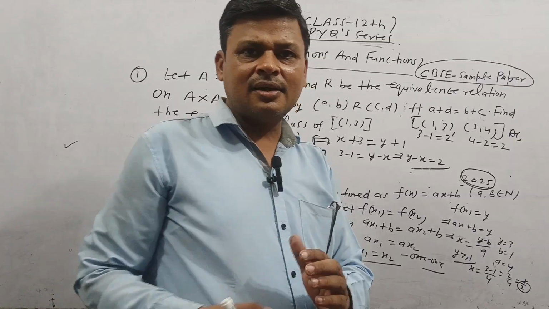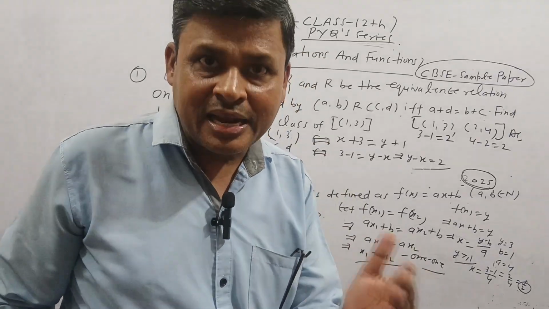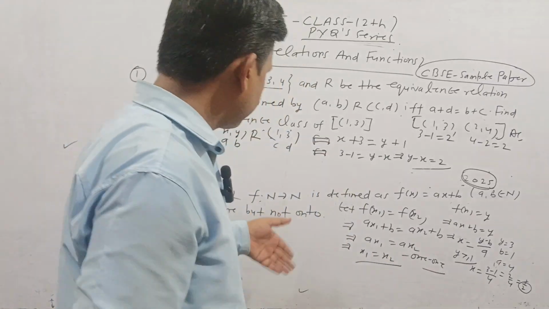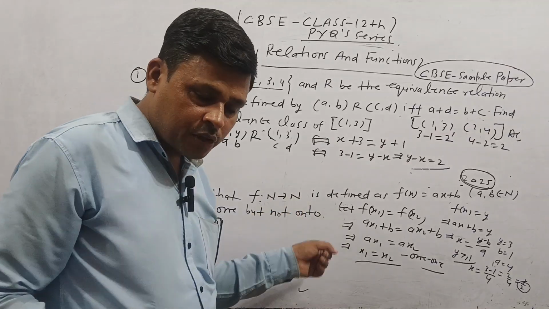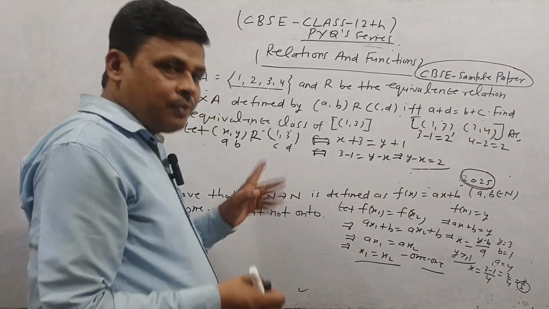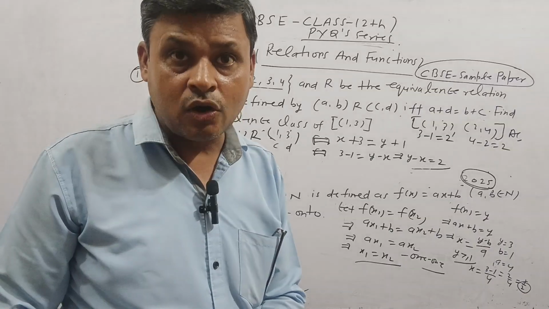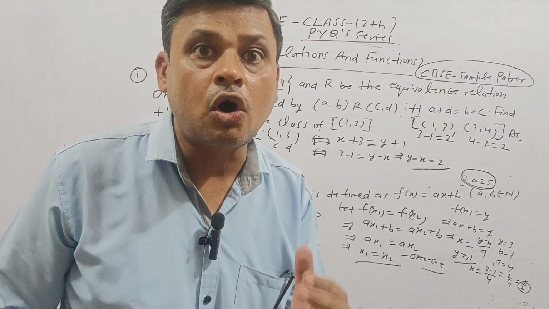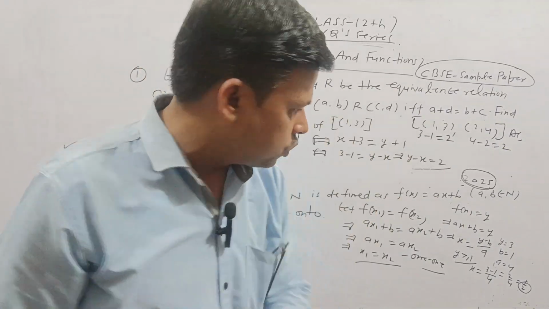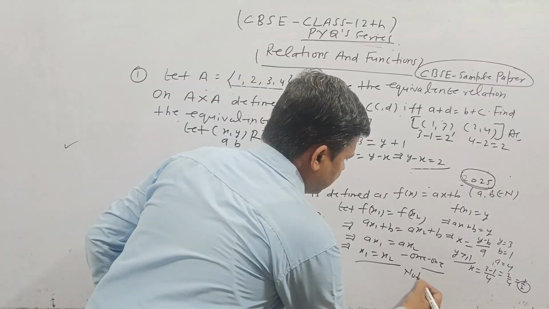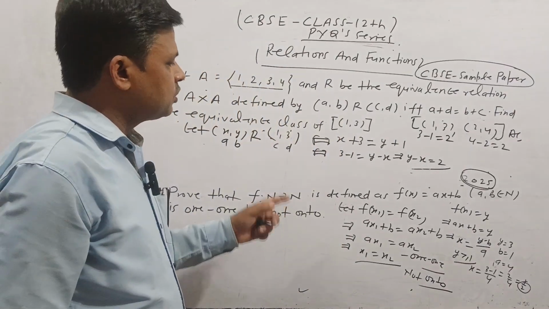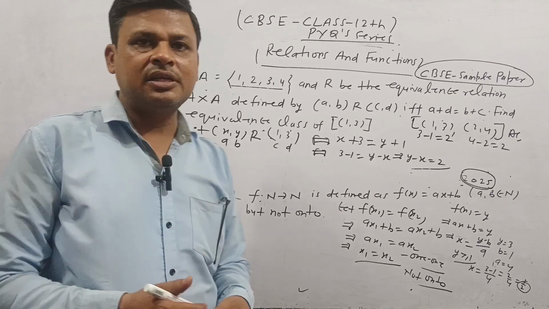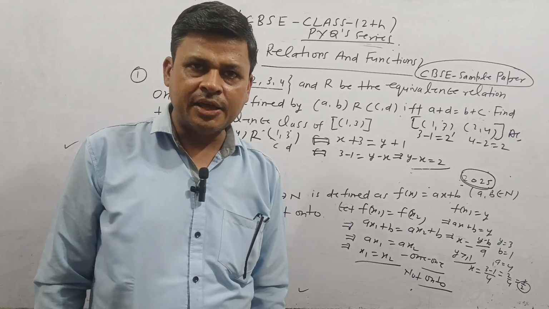So it is clear that the pre-images of all natural numbers of the codomain will not be available in the domain. That's why we cannot say that this function is onto. So this function is not onto, but it is one-one. So we can justify this question in this way. This is all about the solution of this question. Thank you very much.